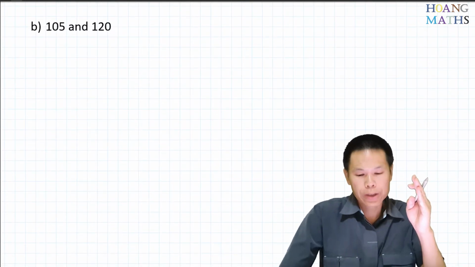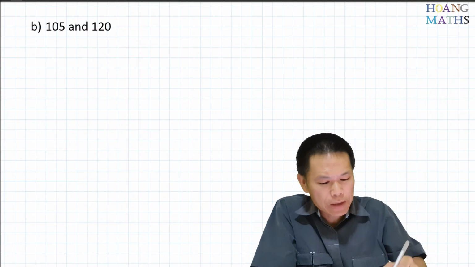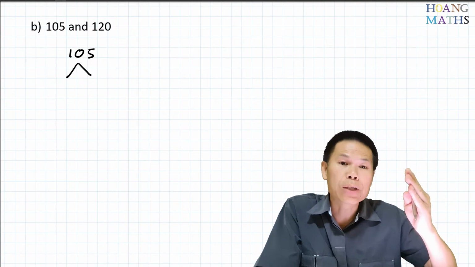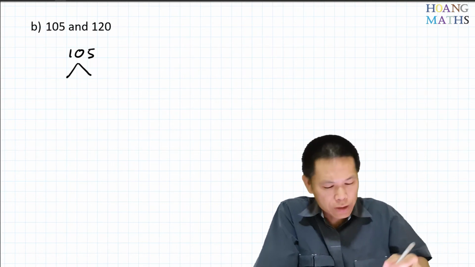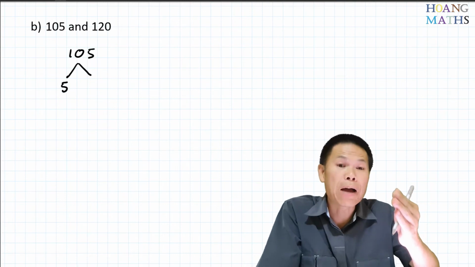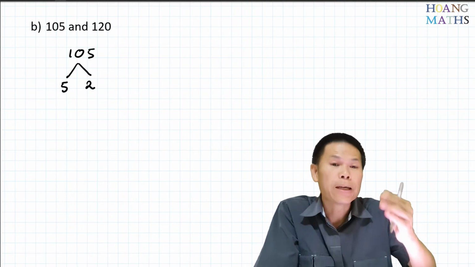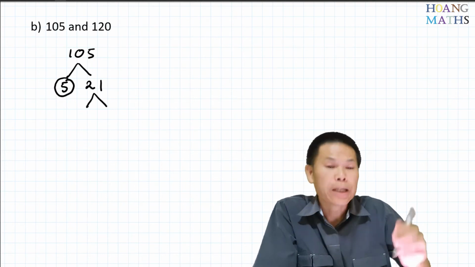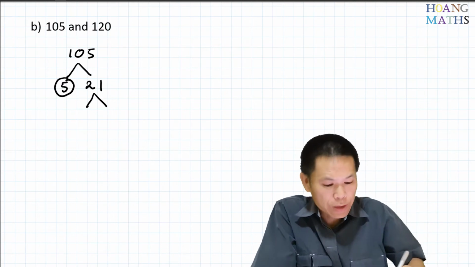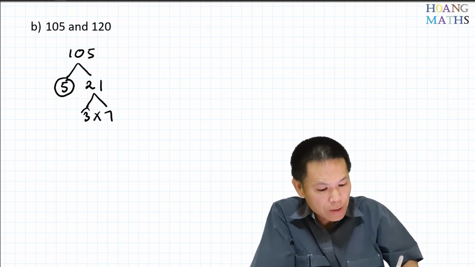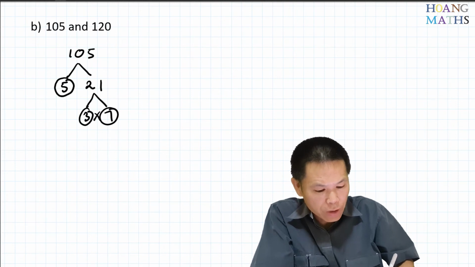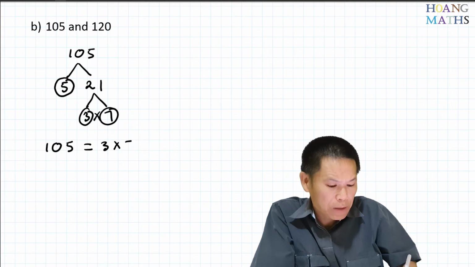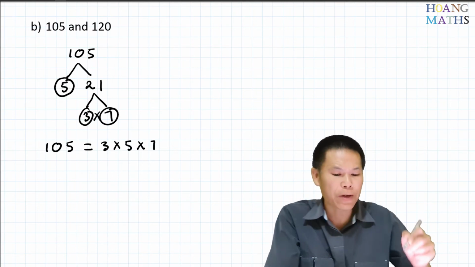Last one. So let's draw a factor tree for these two numbers first. So 105, because 105 is divisible by 5, so we just divide by 5 first. So 5 goes into 10 two times, and 5 goes into 5 one time. So this is a prime and becomes 21. So 21 is 3 times 7. Prime, and this is prime. So 105 is equal to 3 times 5 times 7.